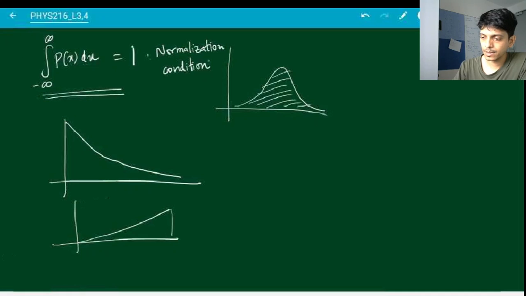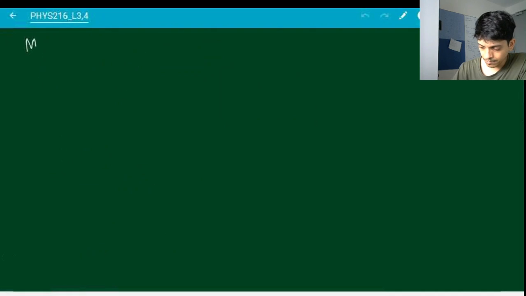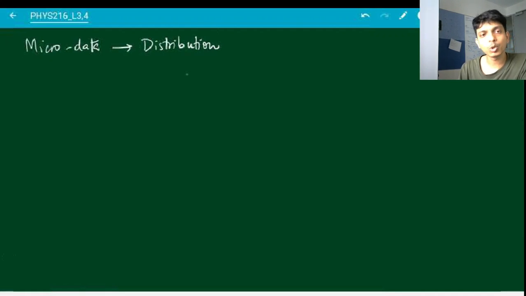Okay, so we have seen some distributions. The question is, how do you get a distribution? If I give you data, by data I mean micro level data, how do you go to a distribution? Because these are two of the three levels. There's the micro level, there's the distribution, and then there's the macro level. So how are you supposed to go from micro data to distribution?